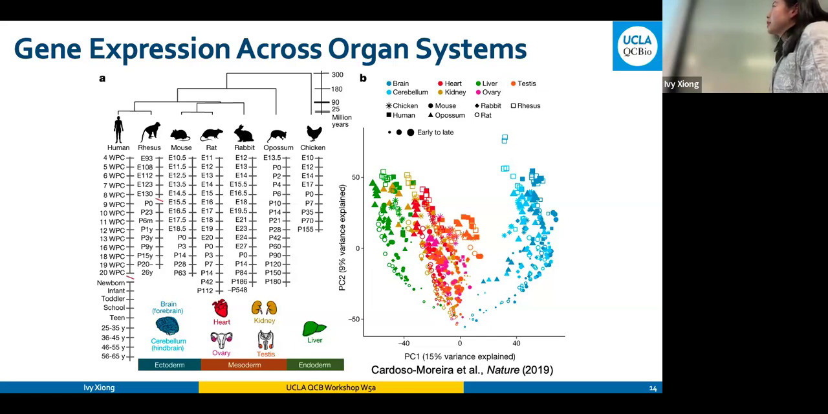So that's from early to late, and we can see that different colors seem to be segregated. So there are different organ systems, and different shapes indicate different species. And then we can say actually they share a lot of similarities. Doesn't matter which species you're looking at, isn't it?